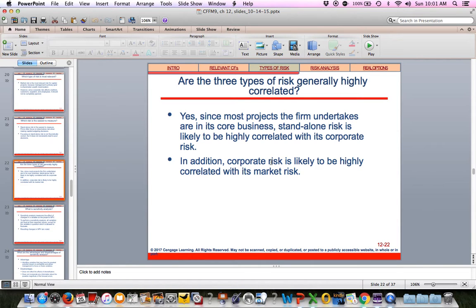Are the three types of risk generally highly correlated? In other words, they move in the same direction, up or down? Yes, the answer is yes. Since most projects the firm undertakes are in its core business, standalone risk is likely to be highly correlated to corporate risk, and corporate risk is very correlated to market risk.